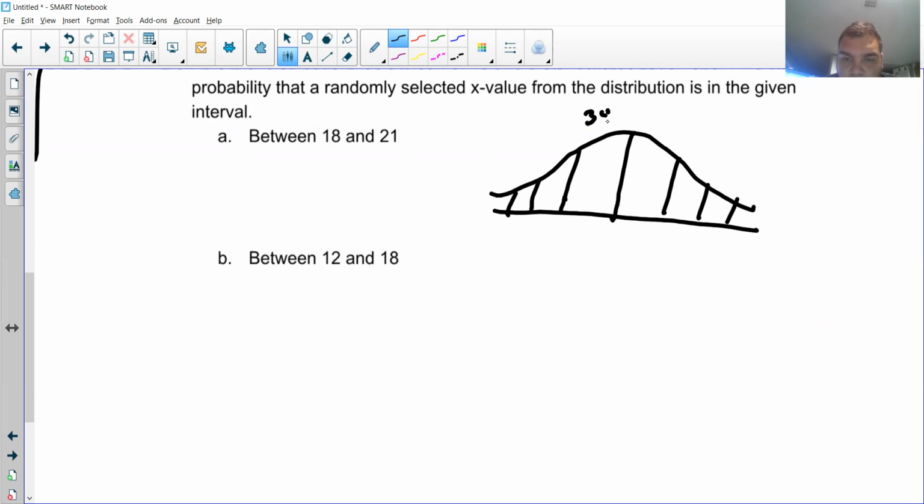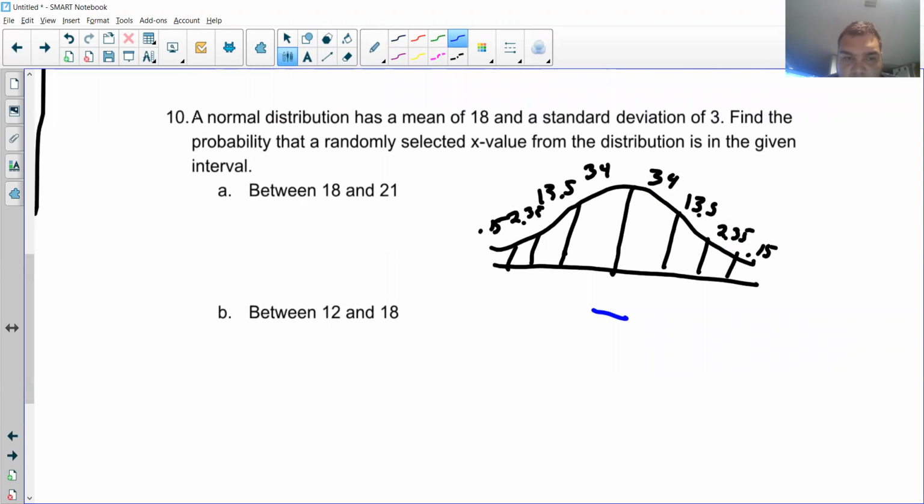This is 34, 13.5, 2.35, and 0.15. Same thing over here, 0.15. So make yourself a bell curve. In the middle is going to be the mean, and that's based off the problem over here. Notice the mean is 18 and the standard deviation is 3. So fill in the blanks for yourself and give me the answer for A and give me the answer for B. Once you do, you're free to go.